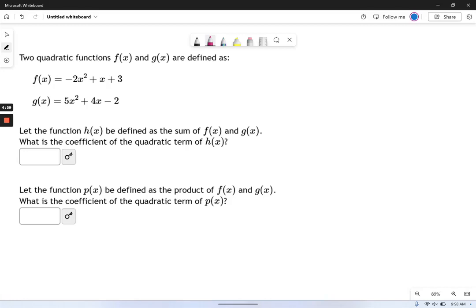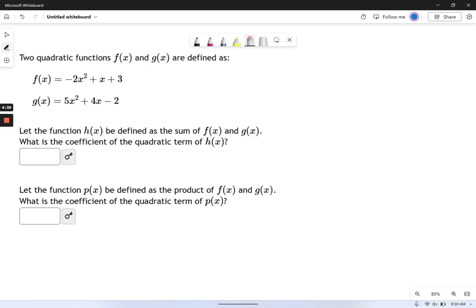We have two quadratic functions, f of x and g of x, and we're asked several things. The first is to find the coefficient of the quadratic term of h of x, where h of x is the sum of f and g. So in other words, you're expected to add these together and say what the coefficient of the quadratic term is.